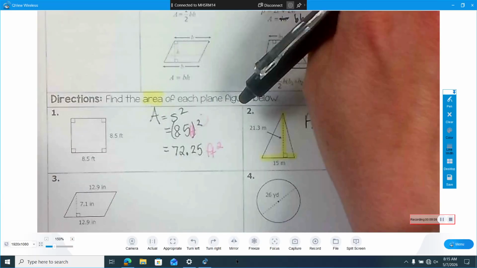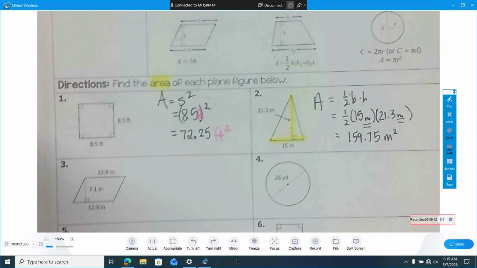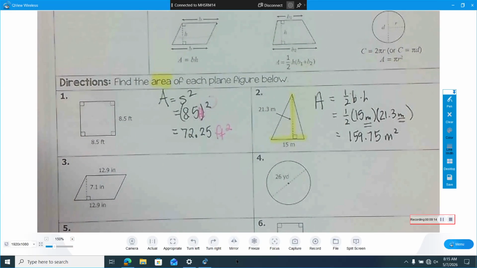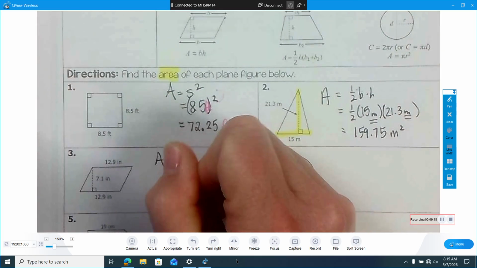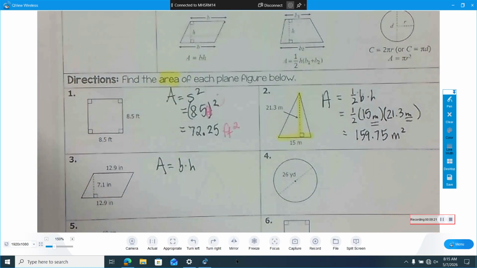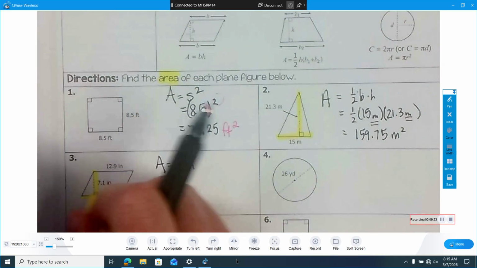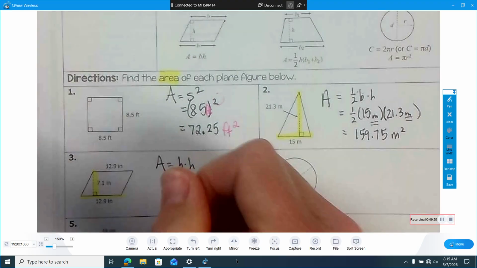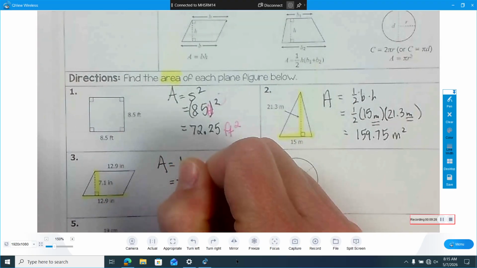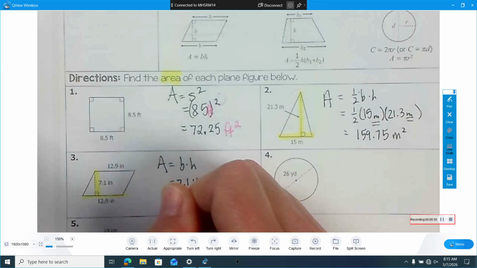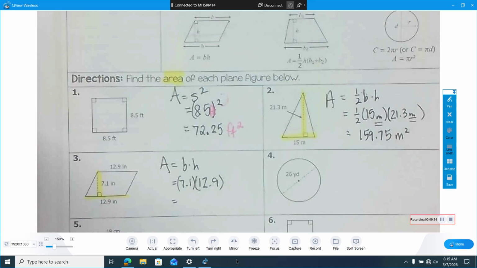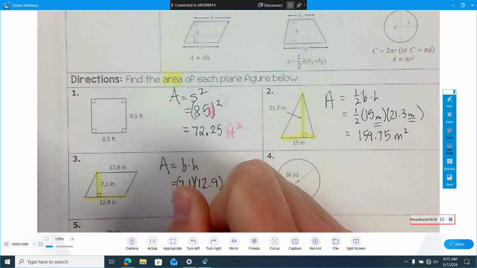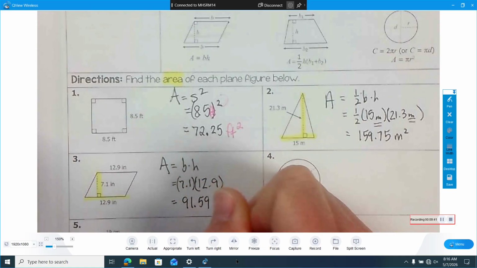Number 3. What shape is that? Parallelogram. All right, and the area of a parallelogram is base times height again. So we've got the things that are perpendicular, and we're going to multiply them. All right, so 7.1 times 12.9, and we get 91.59 inches squared.